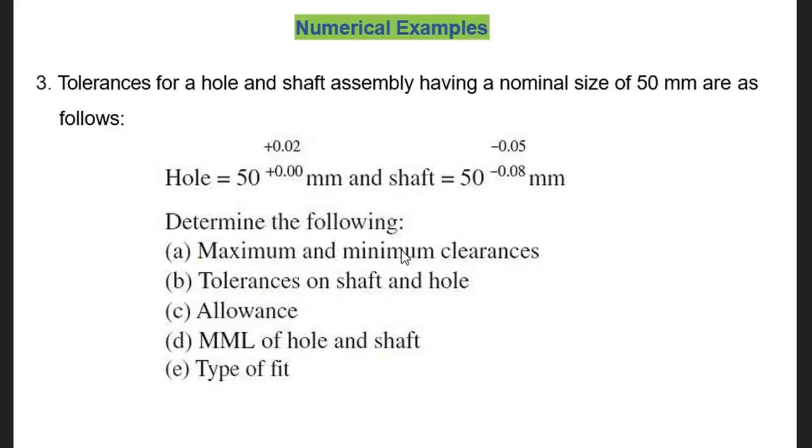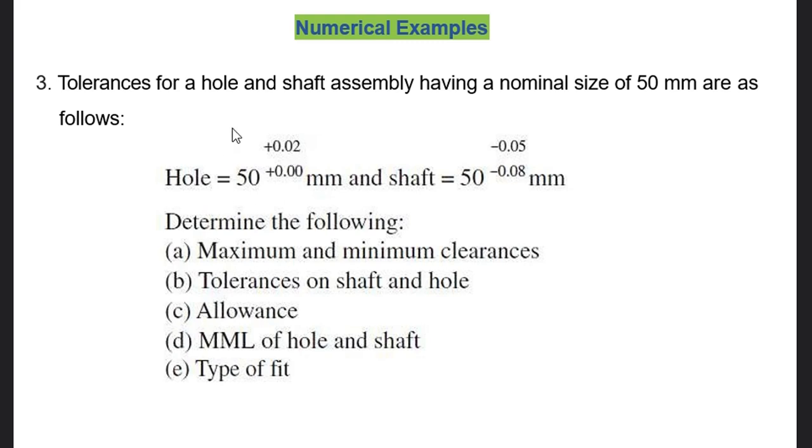Now we have gone through different types of fits. Those are clearance, transition and interference fits, and we have also understood what you mean by hole basis system, shaft basis system, and how to write type of fit in symbolic manner. So we'll just go through a simple numerical where we need to identify the type of fit. You have a hole and shaft assembly whose nominal size is 50. Okay, so hole size is 50 plus 0 plus 0.02.